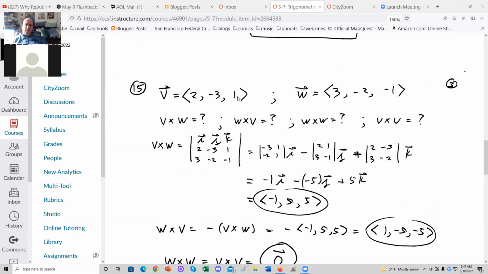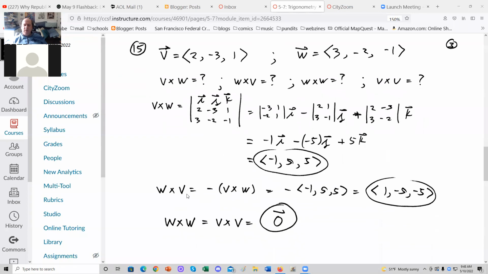So for V cross W, put 2, -3, 1 in the second row, and 3, -2, -1 in the third row, and I, J, K in the first row. Expanding along the first row, it's I times the determinant -3, 1, -2, -1, minus J, because it's plus, minus, plus when you expand a determinant, minus J times 2, 1, 3, -1, plus K times 2, -3, 3, -2. After a little bit of work, it's -1, 5, 5. And therefore, the cross product the other way is the opposite of that, or 1, -5, -5.